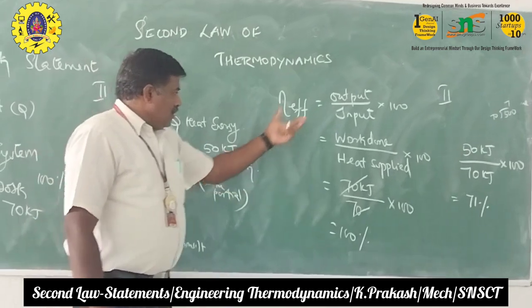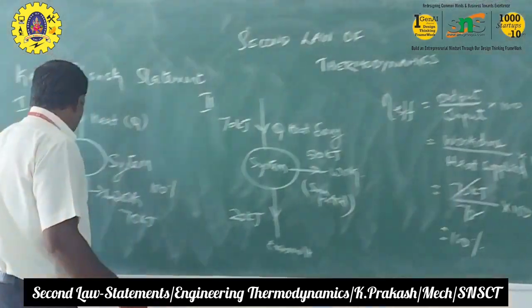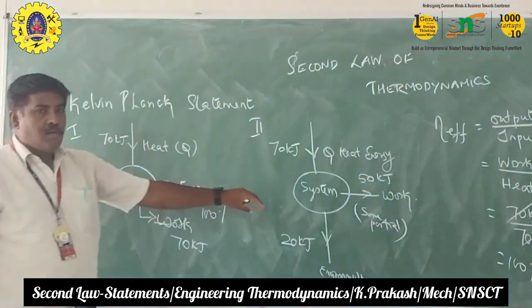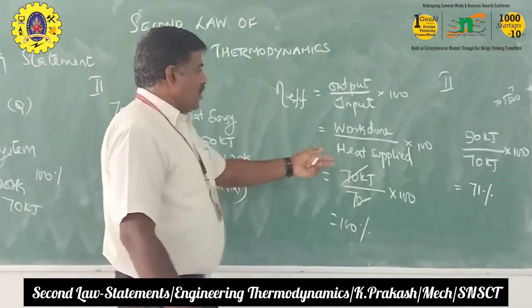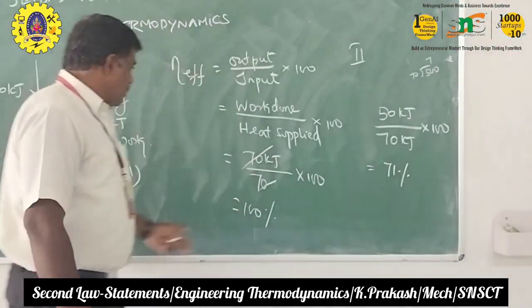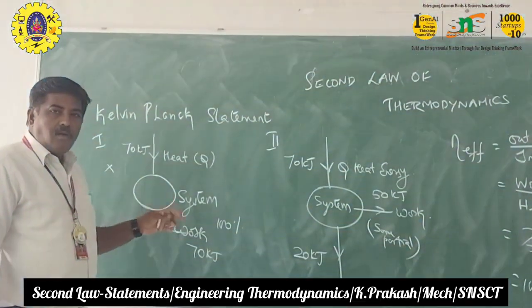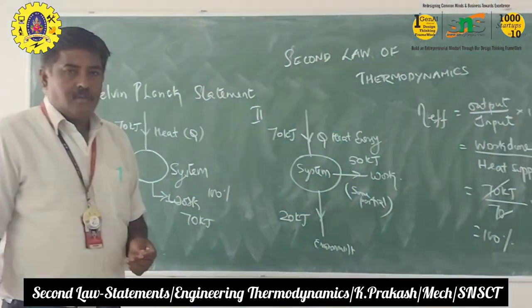So here, 100% is not possible. This condition is not possible because no system can give 100% efficiency, whereas condition 2 is possible. So this is our Kelvin-Planck statement. From this, we conclude that no system can produce 100% efficiency. Thank you.